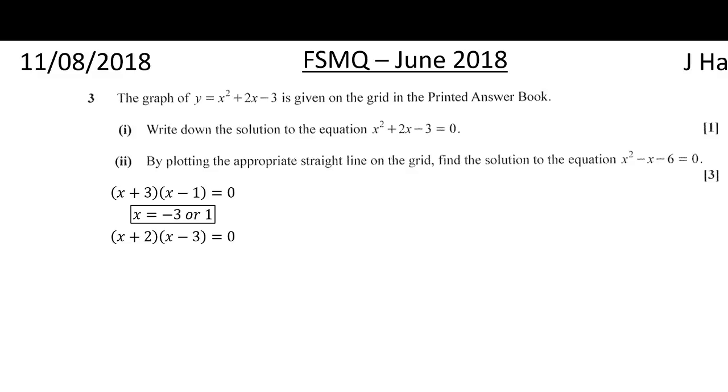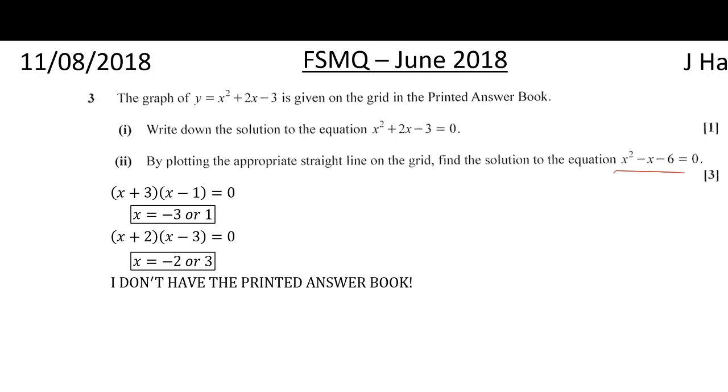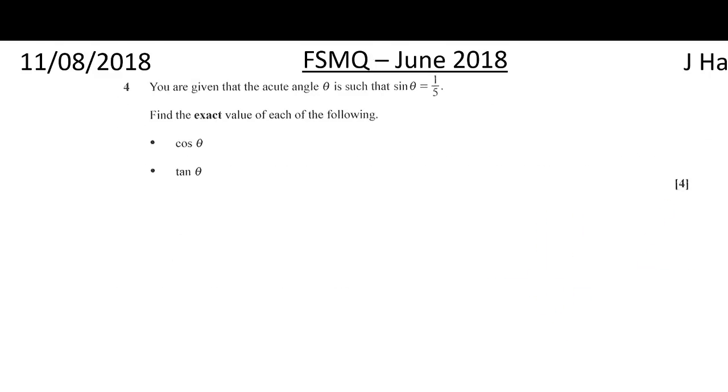And yeah, the second part of the question, by plotting a straight line, I just solved this equation through conventional methods as well as factorization. So x equals minus 2 or 3. Yeah, I didn't have the printed answer book. They're the answers that you should have got from the printed answer book. You would have had a curve and some axes, and you would have said, well, it's here and here. So yeah, you would have been absolutely fine on that question. So 4 marks again, fairly easy.